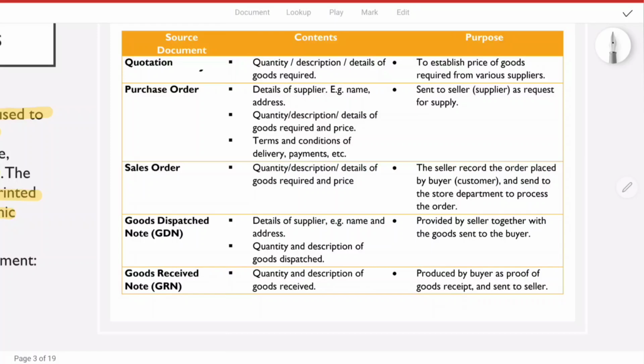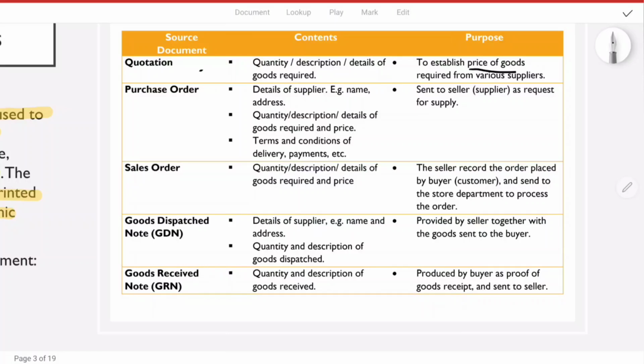Starting from quotation. A quotation is simply a document that is prepared by the seller to the business to establish the price of goods required from various suppliers. For the business, before they choose to purchase goods or any items, what they need to do first is to get quotations from different suppliers. Why do we need to ask for quotation?